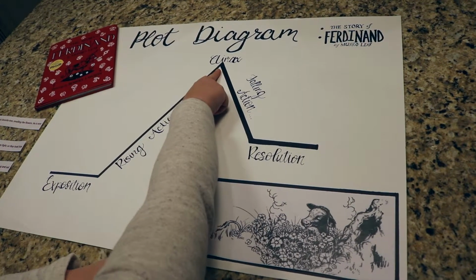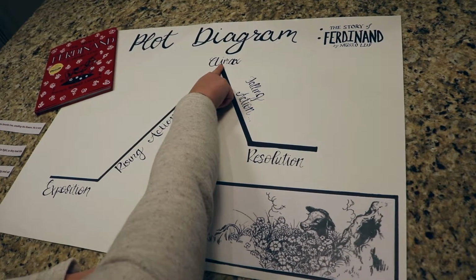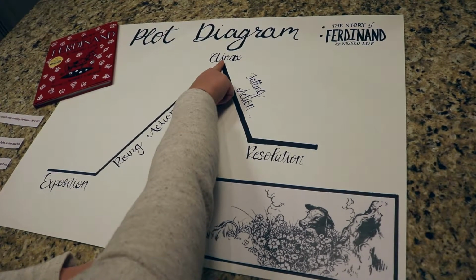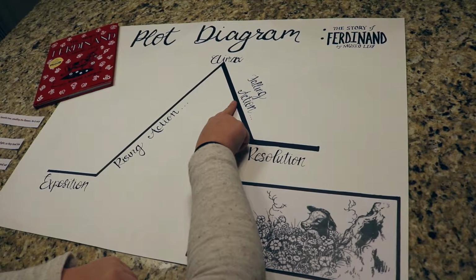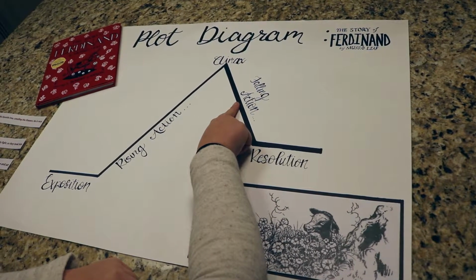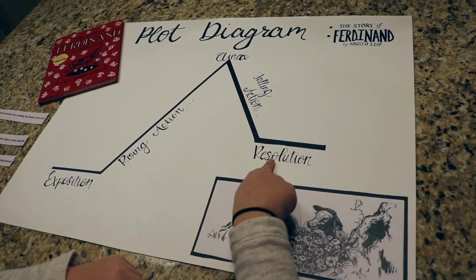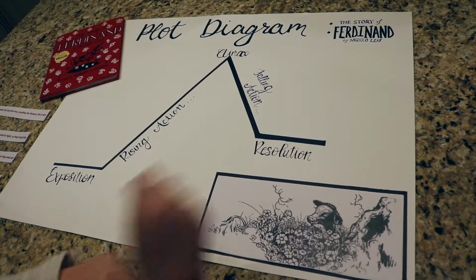After the rising action comes the climax, and the climax is at the very tip of your plot diagram. It is the most exciting part of the story when we learn the outcome. After the climax is the falling action. The falling action is when events leading to the story's end are wrapped up and come to a close, and then the end is the resolution, and that's when we find out exactly what happens to the main character.